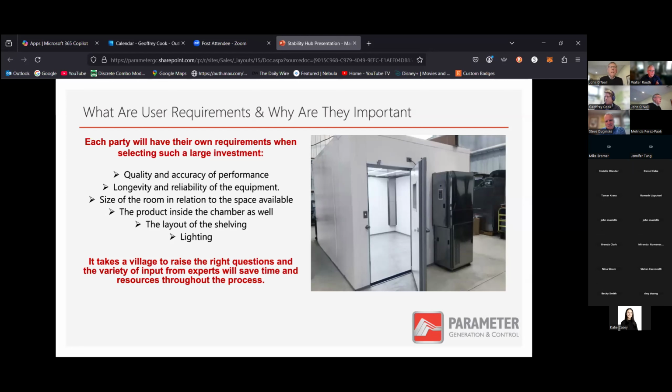Well, a lot of it comes from word of mouth. Unless you're a brand new stability organization that's never had any chambers, you've probably heard of various good ones. We went with PGC or Parameter because we heard of them. We'd seen them in action.